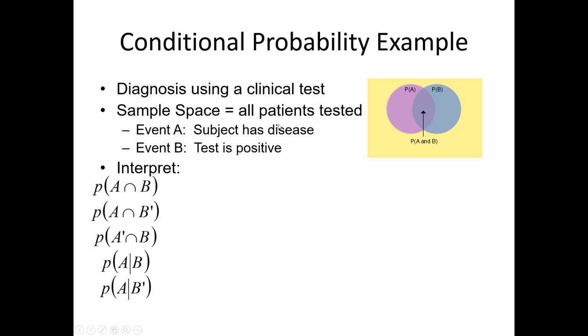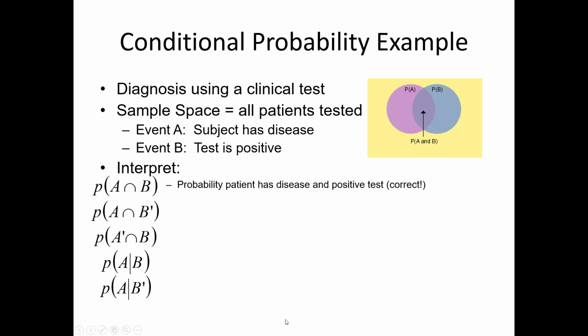And we already defined two events. This rectangular yellow box is the whole sample space, and these are two events. There is something common in both these events. Event A shows the subject has the disease. Event B is that the test is positive. So how will you interpret probability of A intersection B? You can subjectively interpret this as the probability that the patient has the disease and the test is positive. Yes, this is correct.